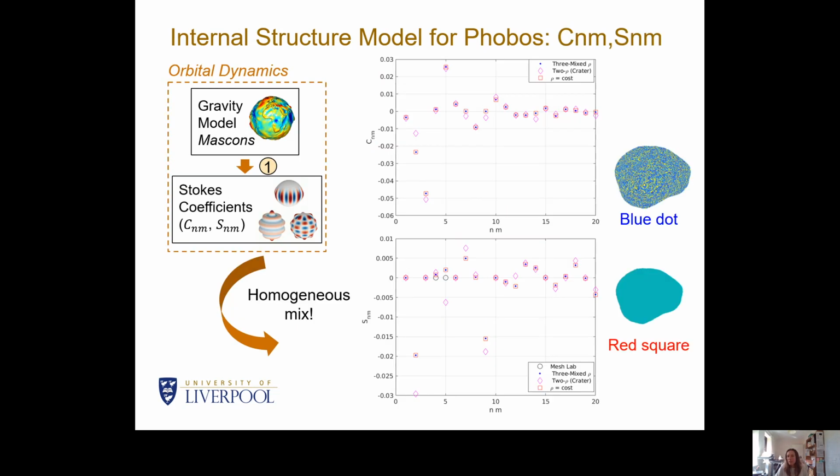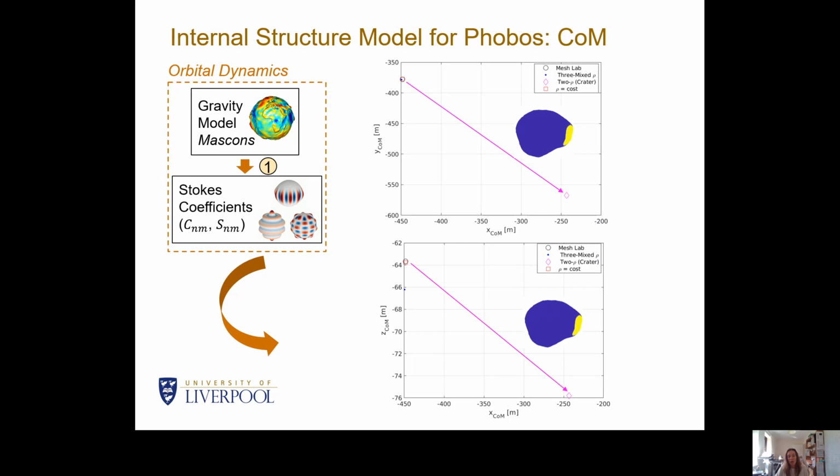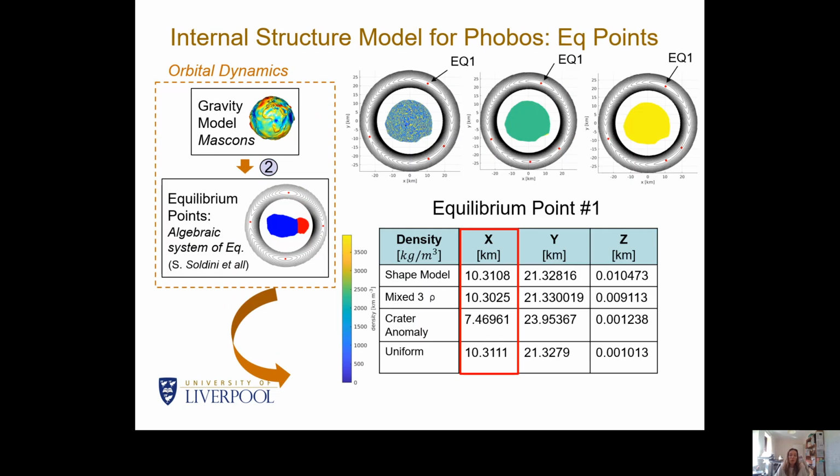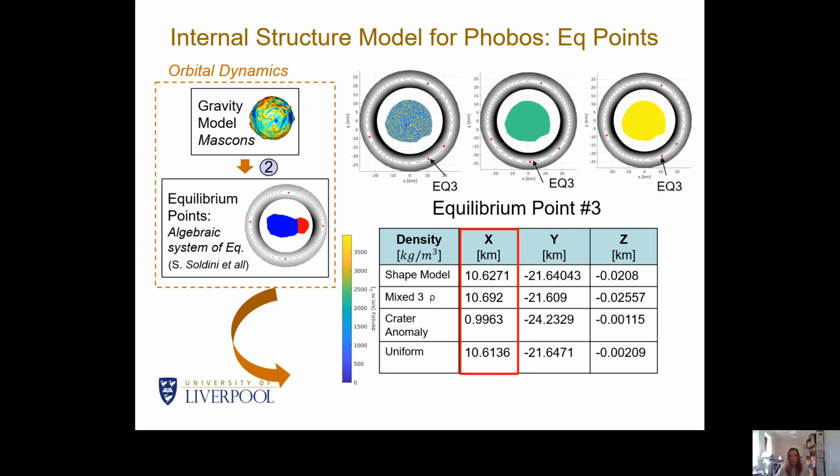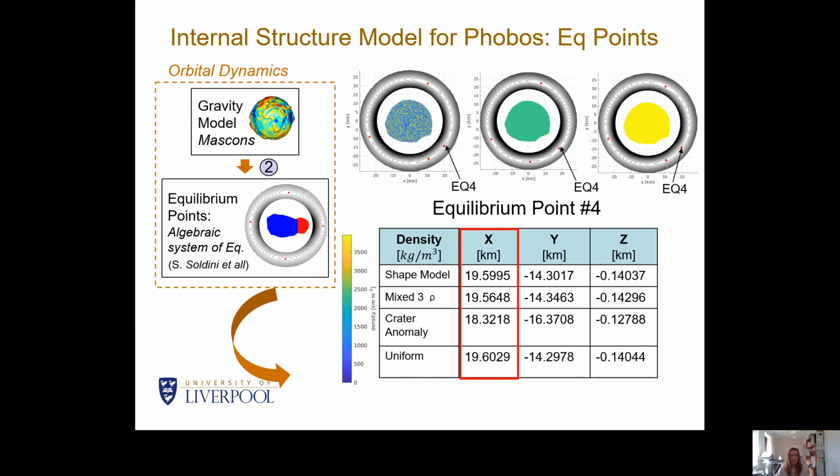And we noticed that, from the point of view of the Stokes coefficients, as I said before, whether we have a mixed three-density structure or uniform doesn't give us much information because they fit very well. The only big difference is in the anomaly model. But when we look at the equilibrium points, we can probably distinguish different values. Having said that, the number of MASCONs is the same and consistent. So the equilibrium points change a little bit in location.